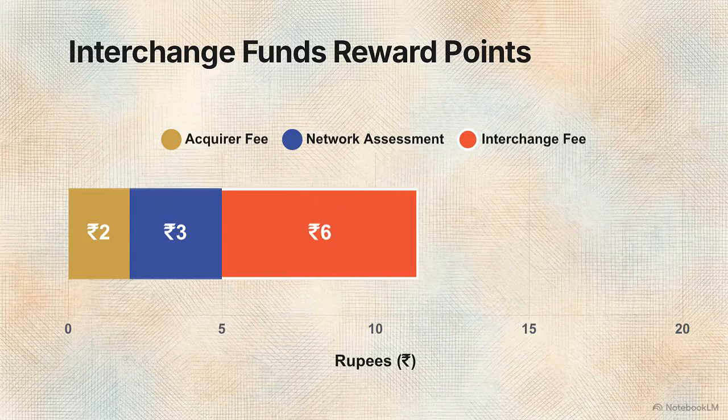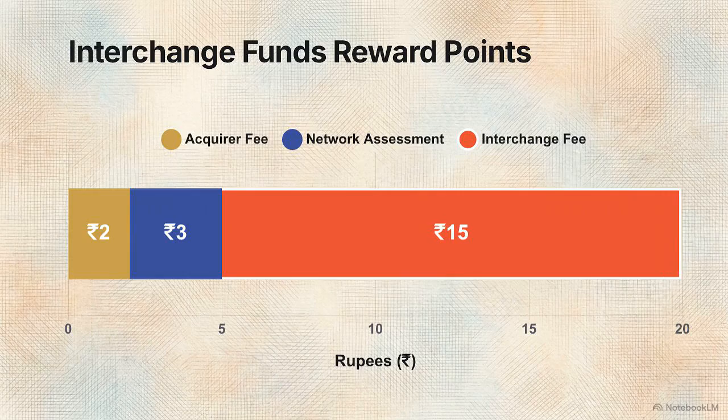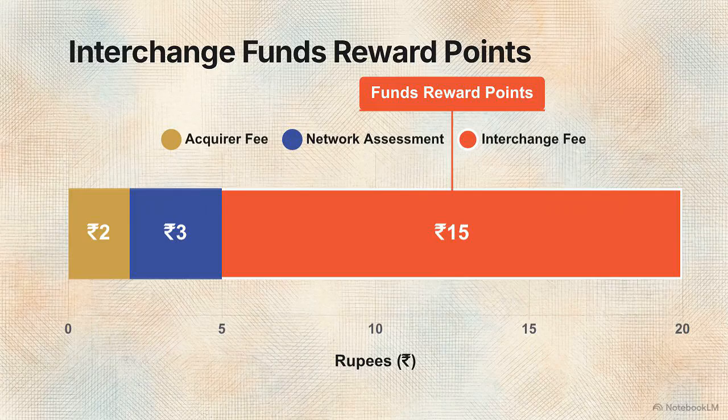Your issuing bank takes the vast majority, roughly 14 to 16 rupees. This interchange fee compensates the bank for carrying the actual credit and fraud risk. A fraction of the interchange fee funds your reward points. These points are a mechanical redistribution of the merchant's fee, not a bank's gift.